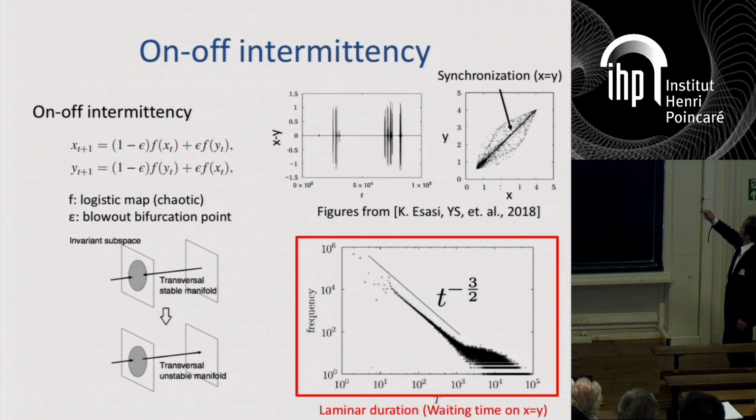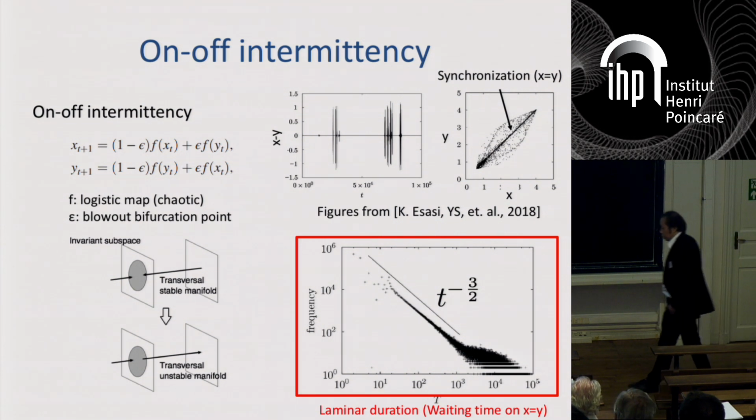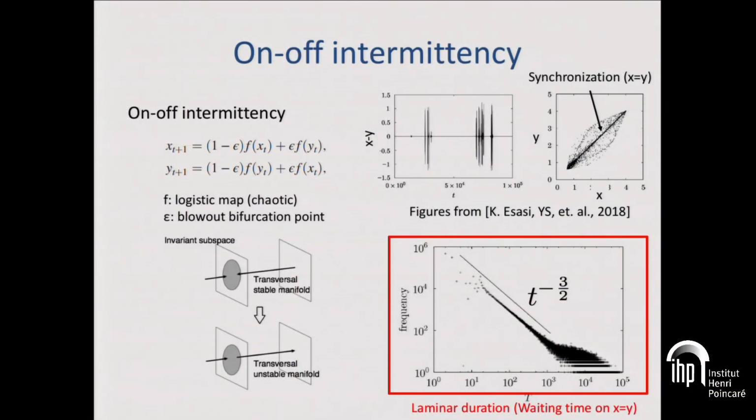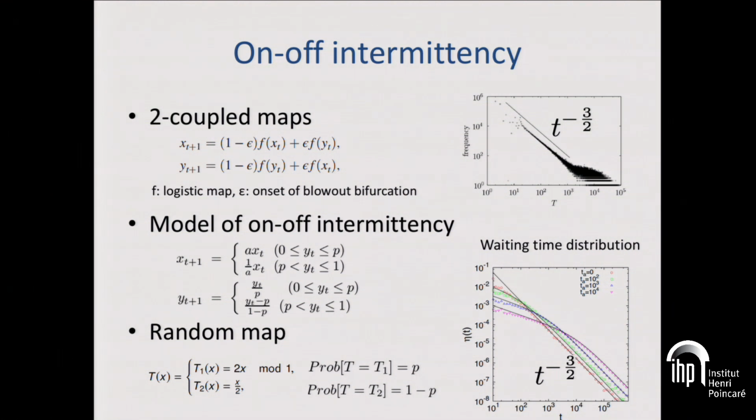This is the behavior as a time series, and this is the state space. The important thing is the waiting time distribution, whose slope is given by t to the minus 3/2. So this intermittency is typically observed in two-dimensional mappings at the bifurcation point. It's different from Pomeau-Manneville intermittency in one dimension. Studying on-off intermittency is done by reduction of two coupled chaotic maps, and the reduced model of on-off intermittency is sometimes given in this way. And the waiting time distribution is given by t to the minus 3/2.